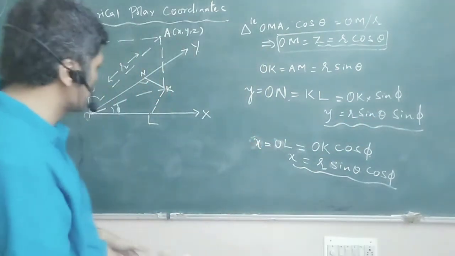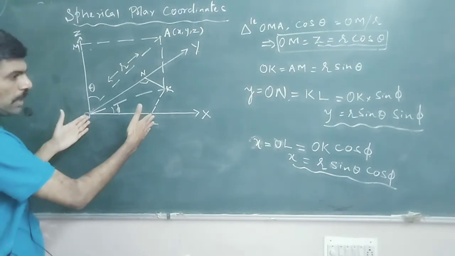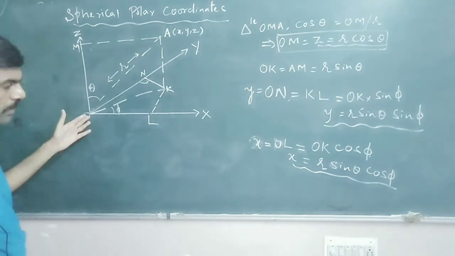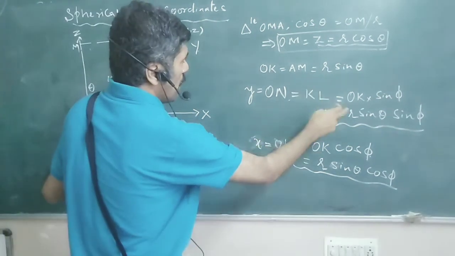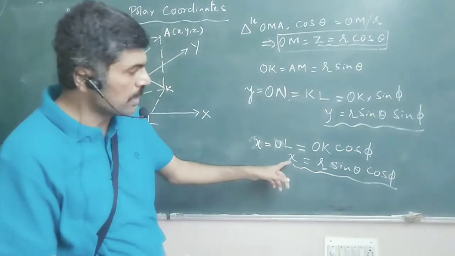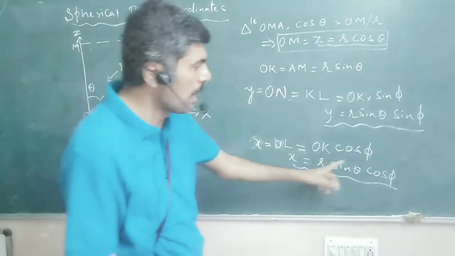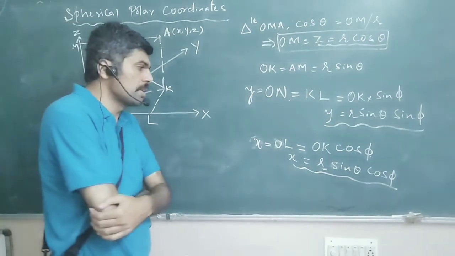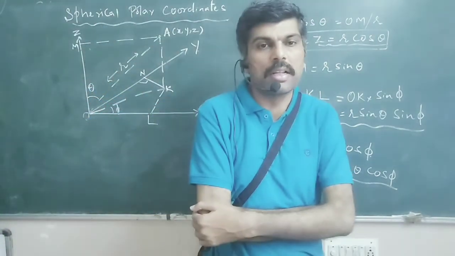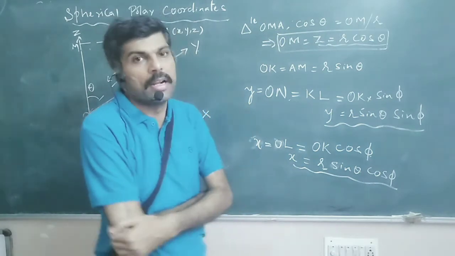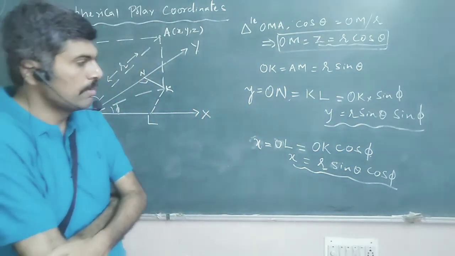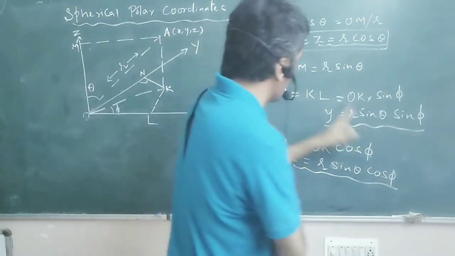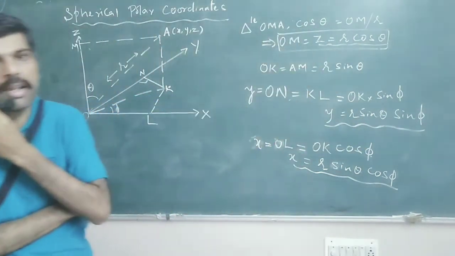By doing a similar exercise, the x coordinate is OL, which is nothing but OK cos phi. And what is OK? OK is nothing but r sin theta. So when you substitute, you will get x as r sin theta cos phi. This brings us to the three very important relationships between the xyz Cartesian coordinates on one hand and the spherical polar coordinates on the other, where we say x equal to r sin theta cos phi, y equal to r sin theta sin phi, and z is equal to r cos theta.